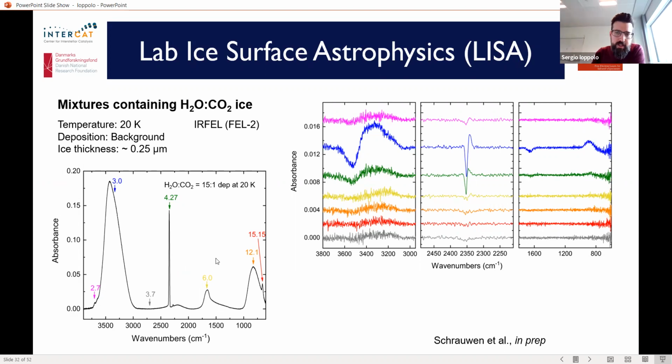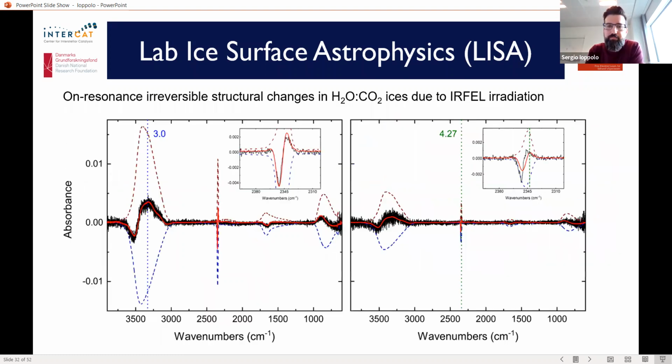I'm just showing you one case here, and you can see that the results are different as a function of the frequency that we have. So this is a frequency-dependent effect, and it is strongest when we irradiate the stretching mode of water ice, and it gives you more or less the same effect that we saw for pure water ice. And with the larger negative peak for the CO2, which probably means that some of the CO2 molecules are kicked out, even when we irradiate only the water ice.